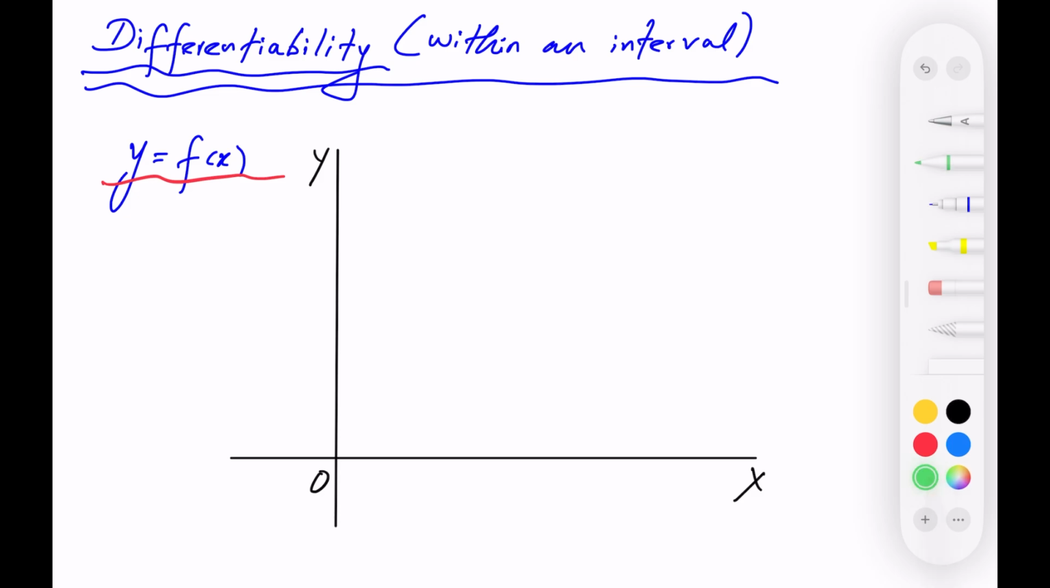Alright, now I need to draw a function which is differentiable not only at one point, but within an interval. If I draw a function like this, it is differentiable. As seen from this graph, f of x should be continuous at least from somewhere here until somewhere here on the x-axis. Let's assume that this graph is the graph of y equals f of x.